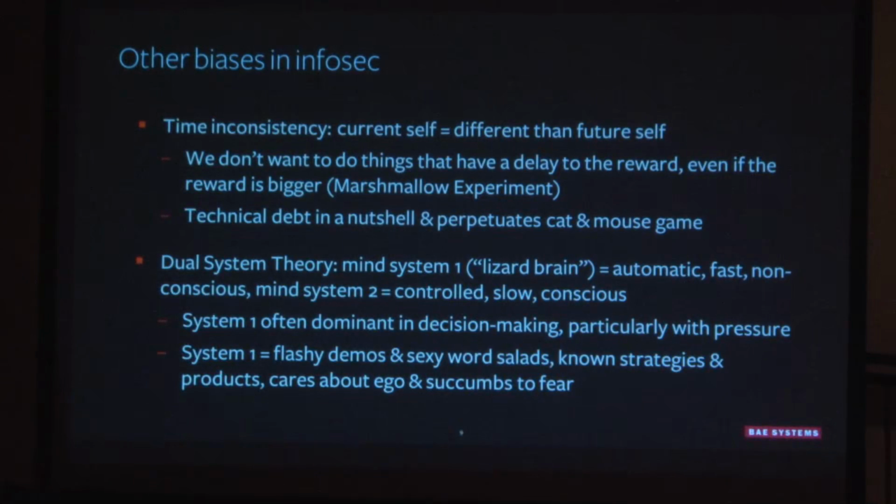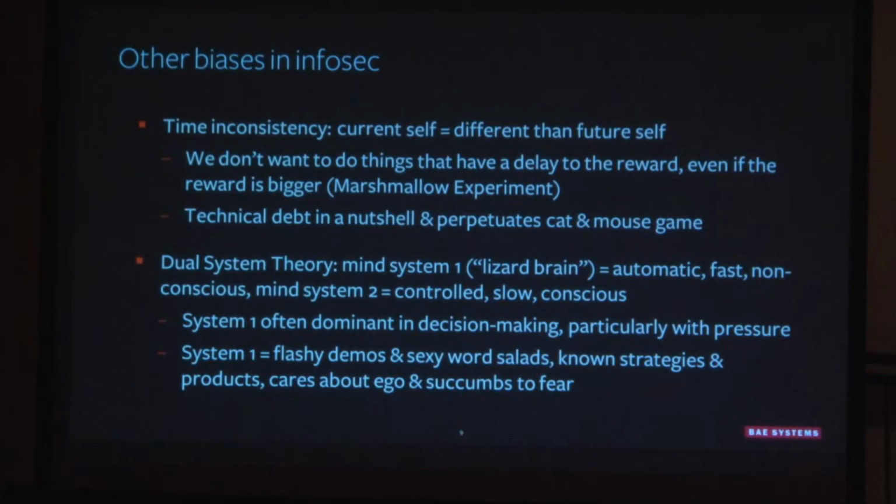Dual system theory is basically that we have two sorts of brains. The first one is what I'd call the lizard brain. Again, it's automatic, it's fast, it's unconscious. System 2 is more of the rational, almost like Greek, controlled and slow and conscious. We'd ideally want to make decisions with system 2, but most of the time we make them with system 1, particularly when there's pressure, you're busy, things like that.